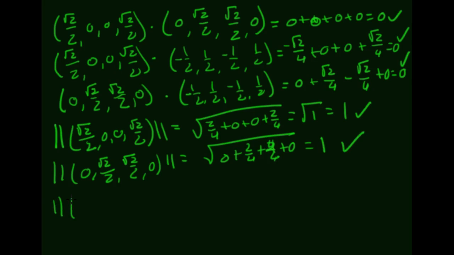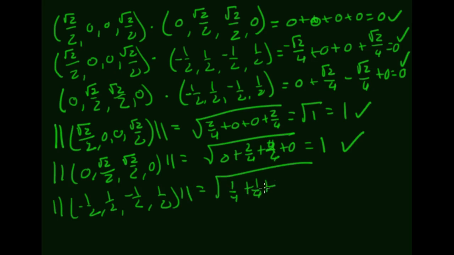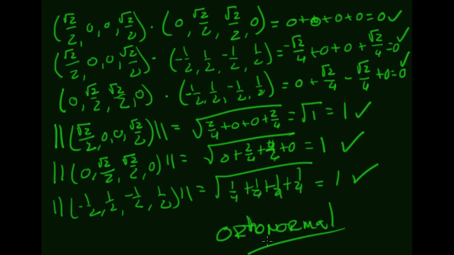And the last one is negative a half, negative a half, which is a fourth plus a fourth plus a fourth plus a fourth, which is 1. So all of them are orthogonal. They're all unit vectors, so we say that this is orthonormal. All right, so let's move on to number 6.